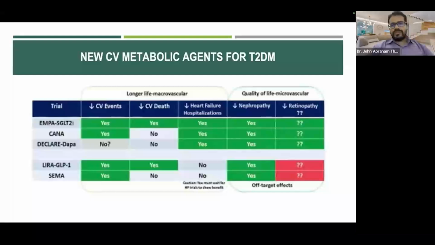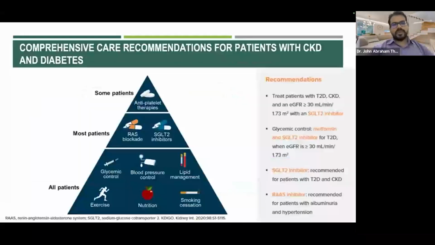So new cardiovascular metabolic agents for type 2 diabetes. These are after 2015. So we have EMPA, CANA, DAPA, liraglutide, and semaglutide. All reduce the cardiovascular events and nephropathy. But regarding the retinopathy, it is still not that clear.